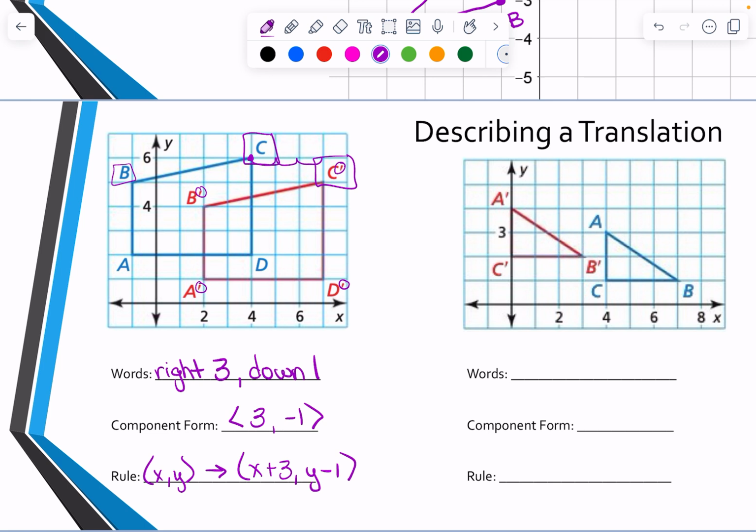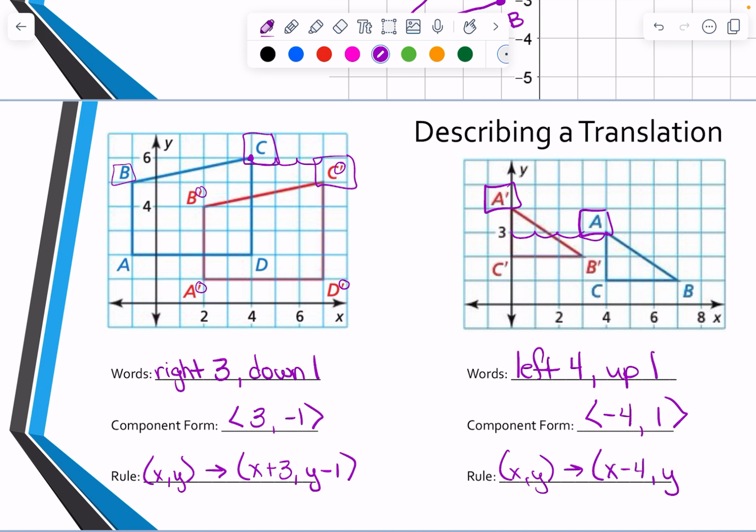Okay? Same thing here on the second one. I'm going to go from A to A prime. So this one, I would have to go 1, 2, 3, 4 to the left and up 1. Now when we write it into the component form, left is a negative movement, up is a positive. And in the rule, I'm going to start off with x, y, and it is going to go x minus 4 and y plus 1. Okay, and that is translation, sliding a figure around a graph.